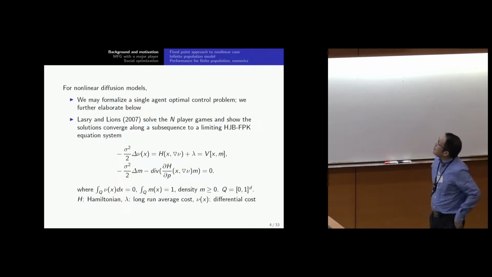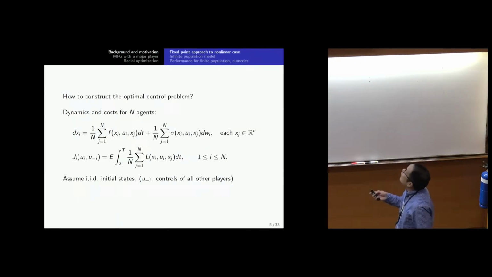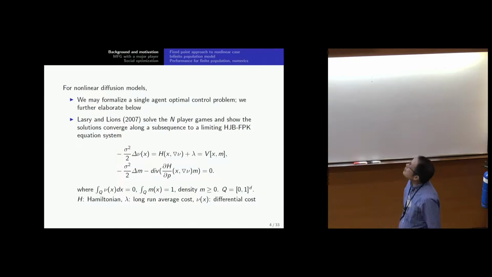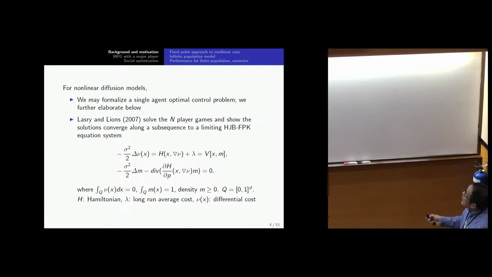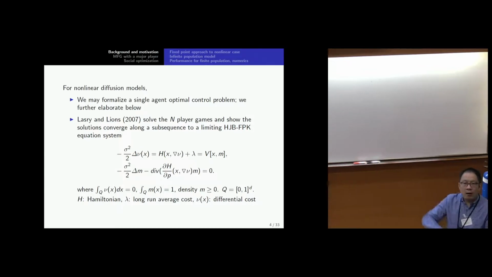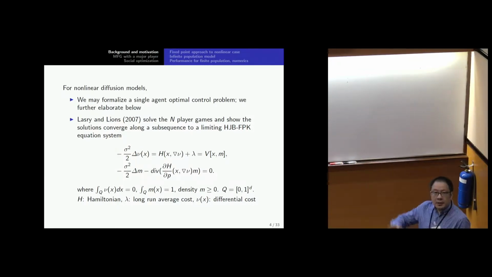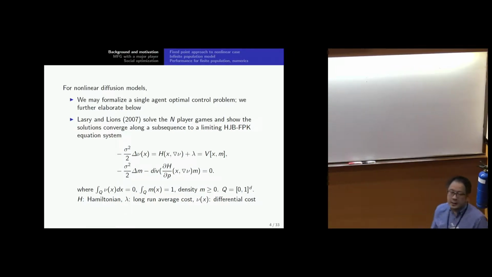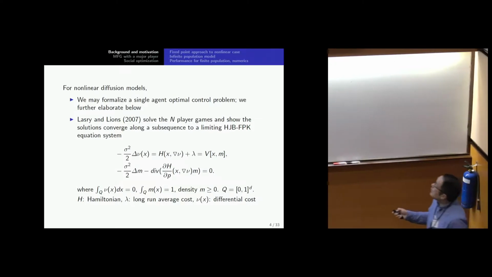Now, let's briefly review the case for nonlinear models. Okay. We know for nonlinear diffusion cases, there are two approaches as displayed in the fundamental diagram. Okay. One is to formalize a special stochastic optimal control problem, then do a fixed point analysis. There is another route by Lasry and Lions.